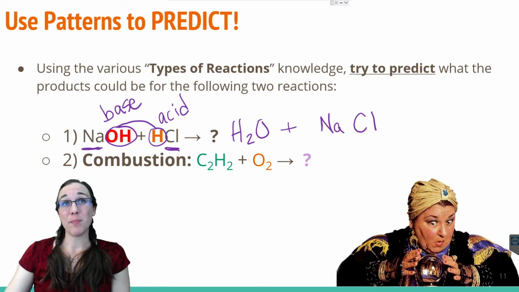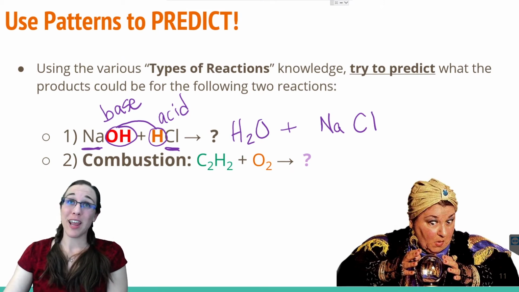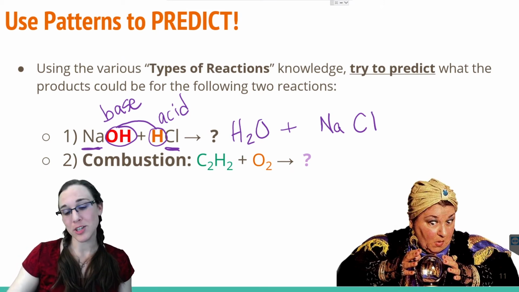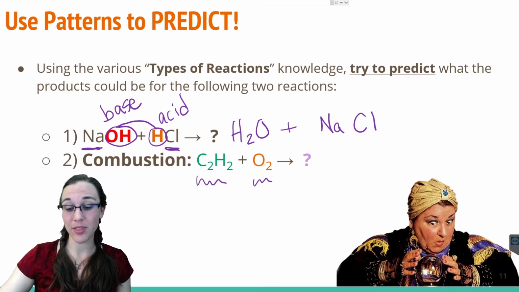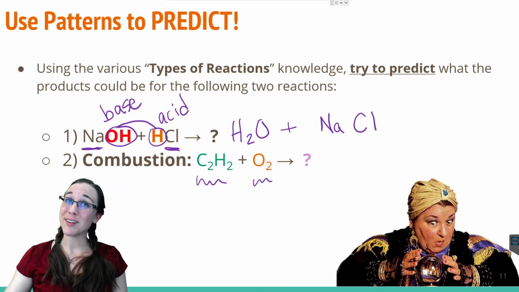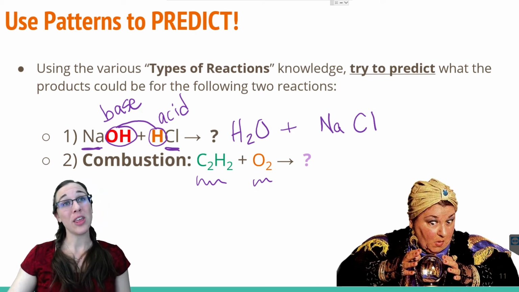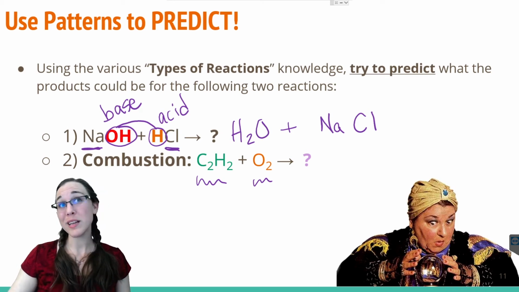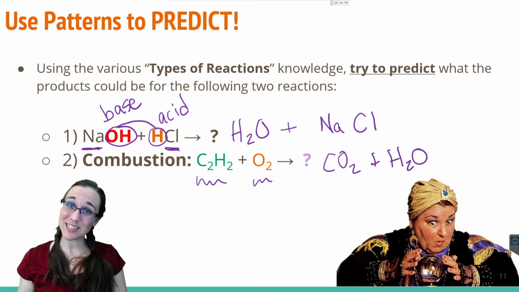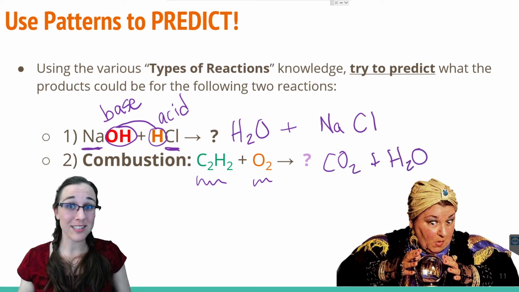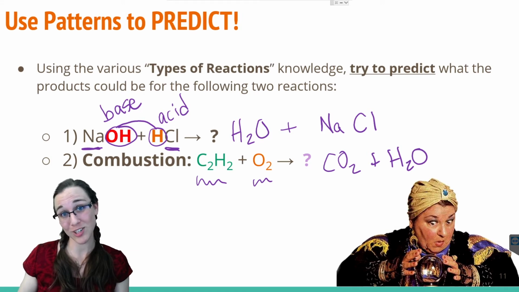For the next example, I've already told you it's a combustion reaction. We know it had to have been combustion because we have something made of carbons and hydrogens reacting with oxygen. And if it's combustion, the only two products that will always form are CO2 and water. How easy and straightforward it can be to predict the products if you know the patterns of the types of reactions that we have.